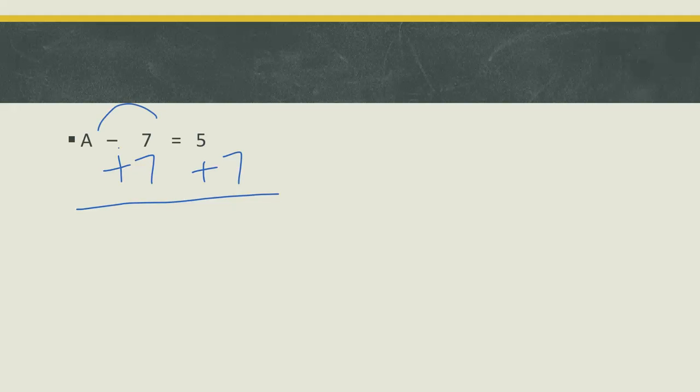Minus 7 plus 7 makes my zero pair. Leaves me with A equals, on the right, I have 5 plus 7. 5 plus 7 is 12. So A equals 12.